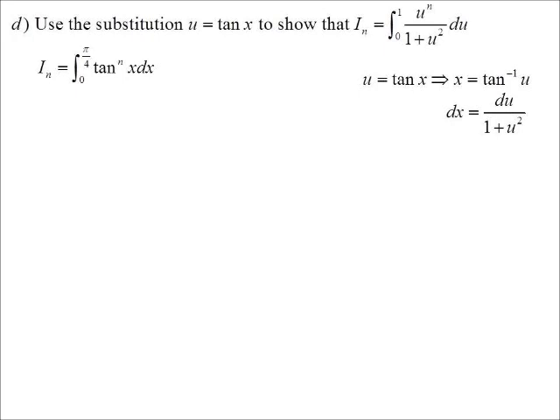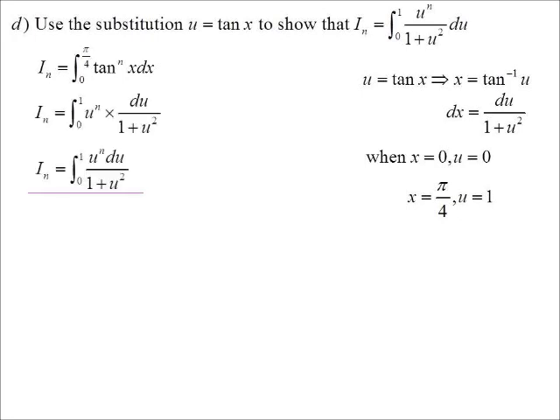Rather than trying to get du in there, look what happens with my x. I get dx is du on 1 plus u squared. I can just sub straight into my integral here. Yes, I've got to change the limits. So when x equals 0, u equals 0. When x is pi on 4, u is 1. But it falls out straight away. So that's sometimes handy. Even though they've given me the substitution u equals tan x, changing it to x equals can save me some time. There's I_n.